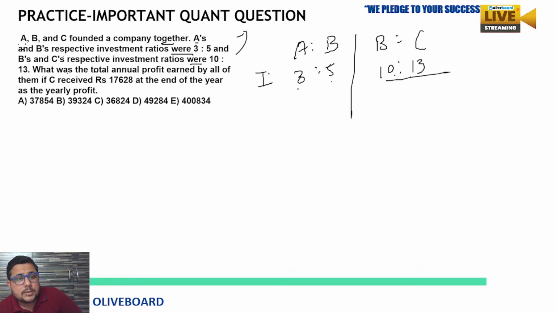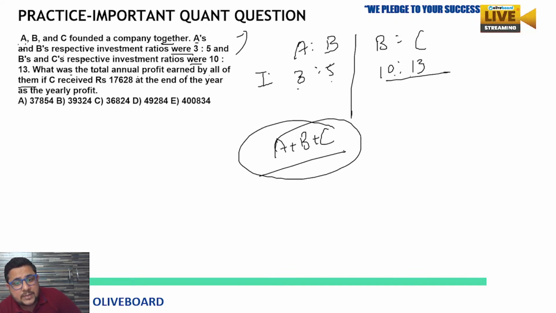Fine. Now, what was the total annual profit earned by all of them? Means what are they asking? They are asking the profit earned by all three, right? जितने भी हैं उनने कितना profit, right? उन्हें कितना profit मिला है यहाँ पर? How much they got? So A plus B plus C is going to be equal to what in terms of profit? Profit of A, B, C together.